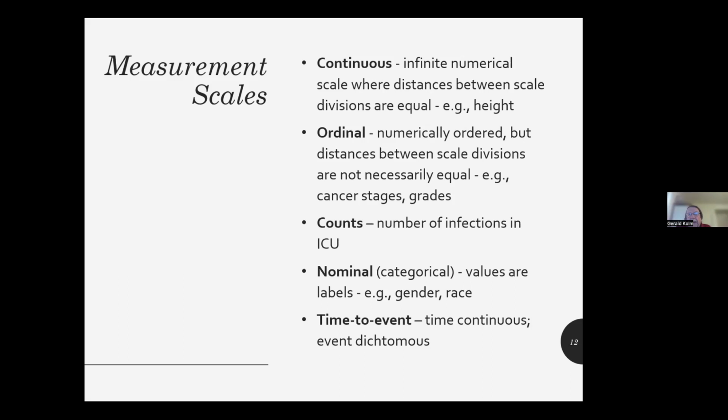And then finally, we have what's called time to event data, where we actually have two different outcomes or two different variables. One, we have the time variable, which is continuous. And then we have the event, which is a dichotomous variable. The event either occurs or it doesn't occur. So when we look at statistics that we're estimating, or whether we're doing inferential statistics, or looking at relationships or associations, we need to consider what type of data we have.